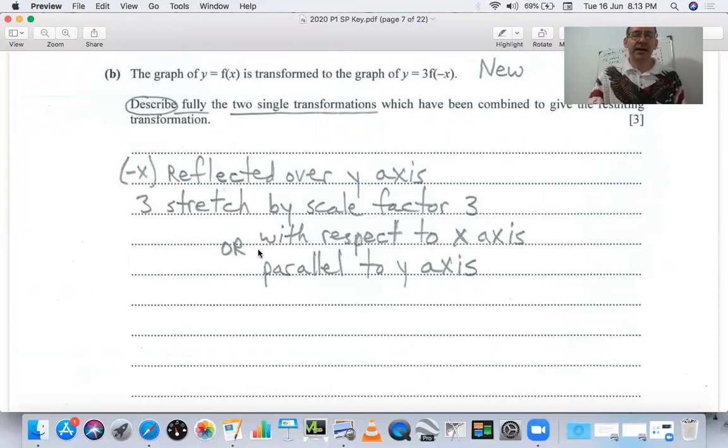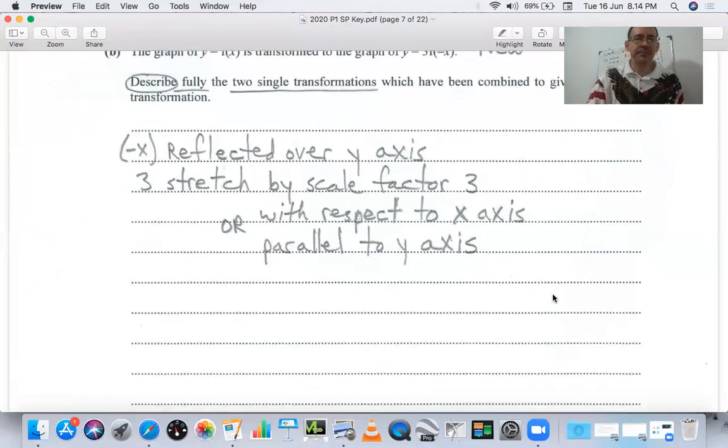You can say with respect to the x-axis, so in other words, you're stretching from the x-axis, or you can also say parallel to the y-axis. So here's your y-axis, and you're stretching it parallel to the y-axis. So just two different ways of saying the same thing. So 1 point for the reflection, 1 point for probably the stretch, and I don't know if the other point is for the scale factor or for the statement down here. You can check the mark scheme.